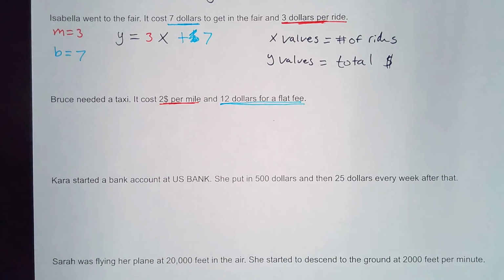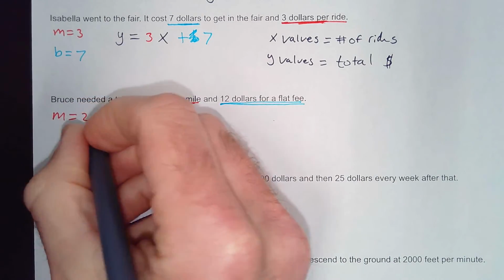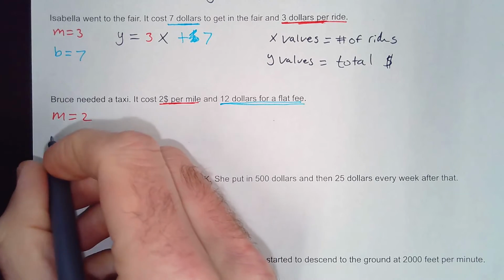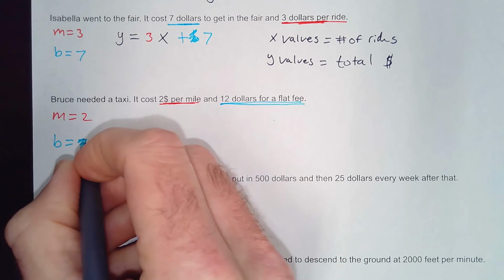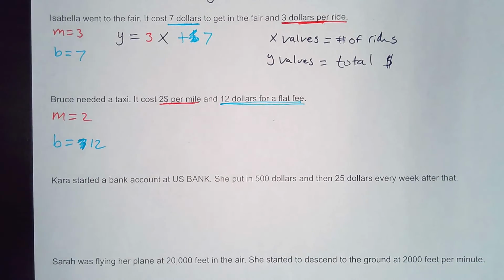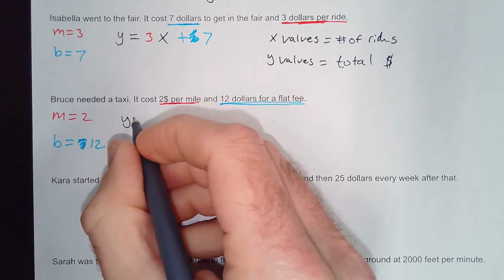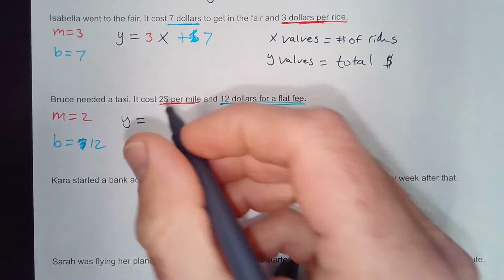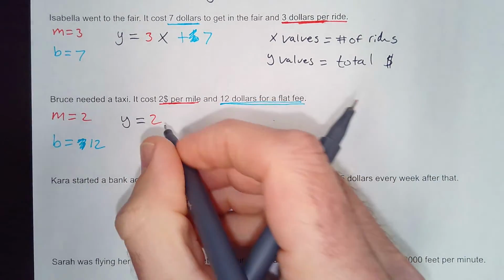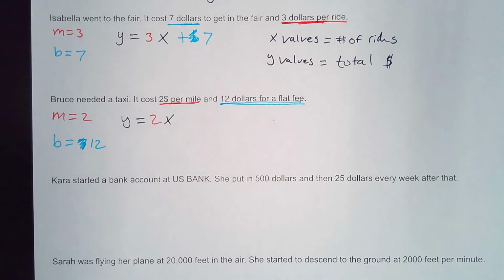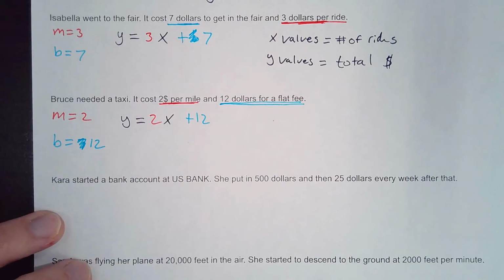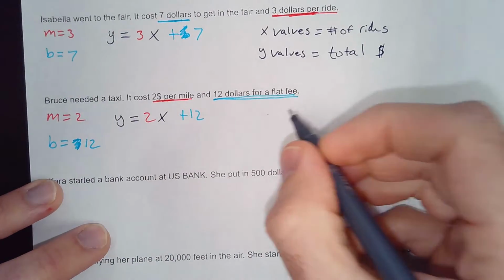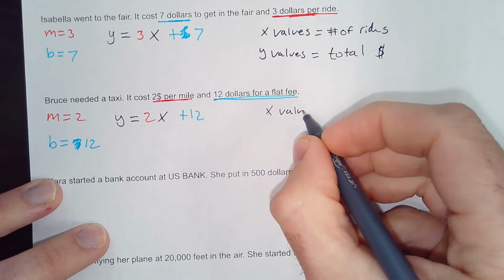So m equals 2, b equals 12, and then our equation is y equals 2x plus 12. Now what do our values mean?